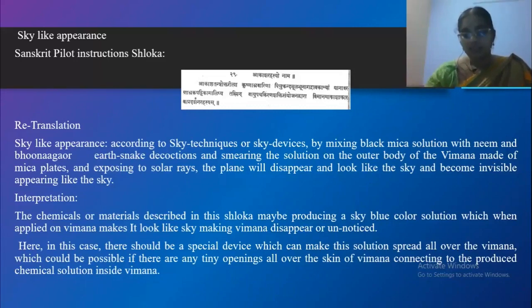So how can we interpret it? The chemicals or the materials described in this shloka may be producing a sky blue color solution, which when applied on the Vimana makes it look like sky, making the Vimana disappear or unnoticed. So here in this case, there should be a special device which can make this solution spread all over the Vimana, which could be possible if there are any tiny openings all over the skin of the Vimana connecting to the produced chemical solution container inside the Vimana.